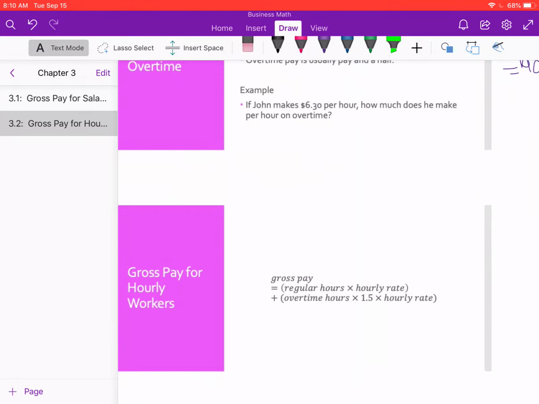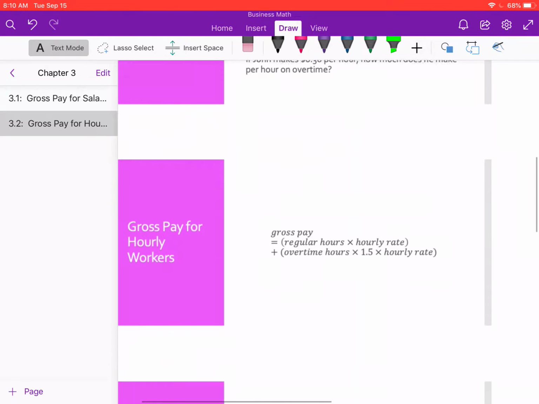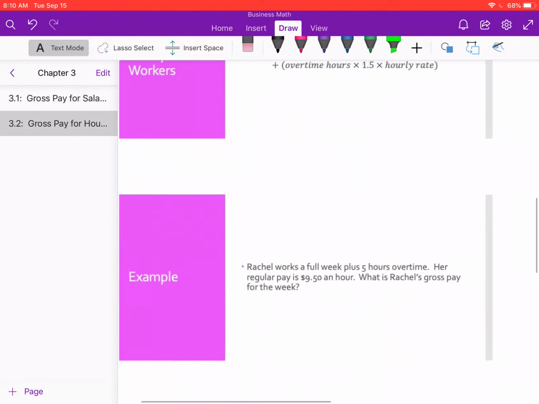So gross pay for hourly workers, because we have to figure in regular hours and overtime hours, you're going to take the regular hours times the hourly rate. And then to that, you're going to add the overtime hours times 1.5 times your hourly rate. So let's see what that looks like.